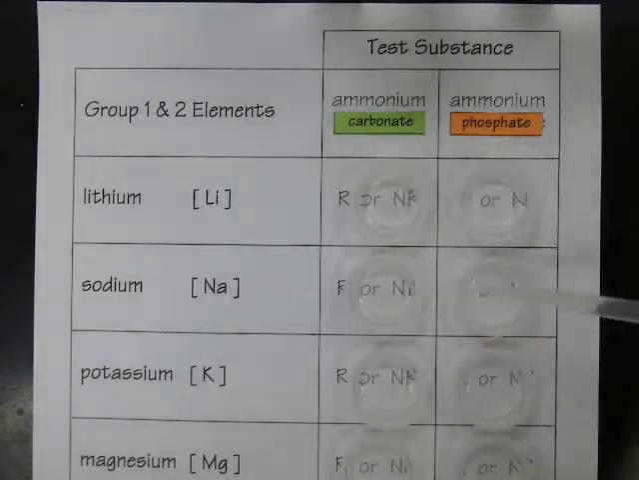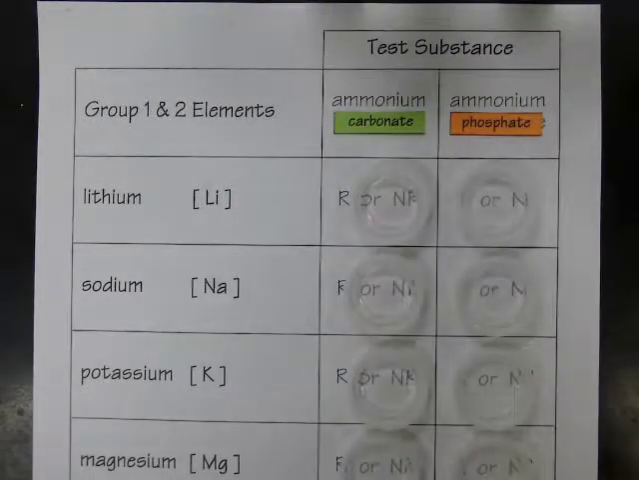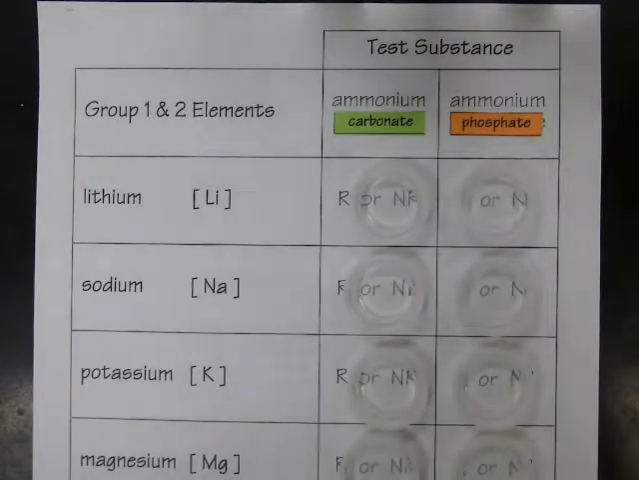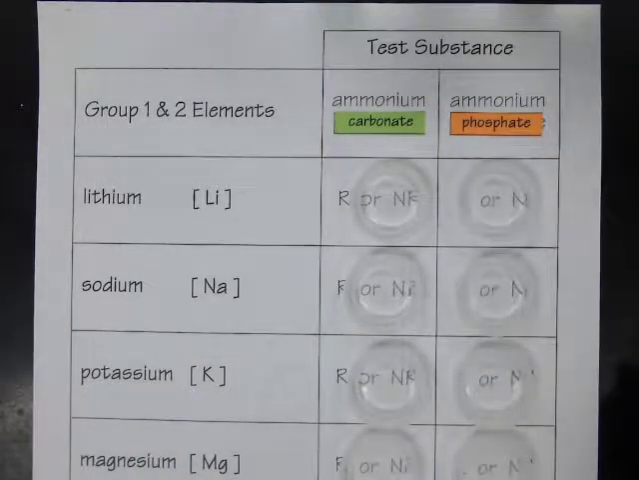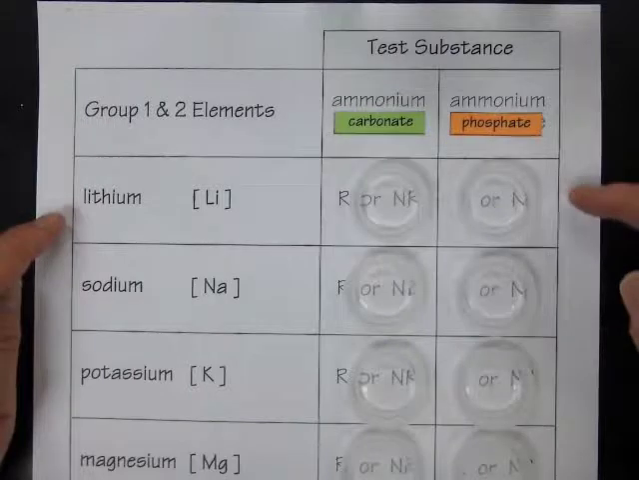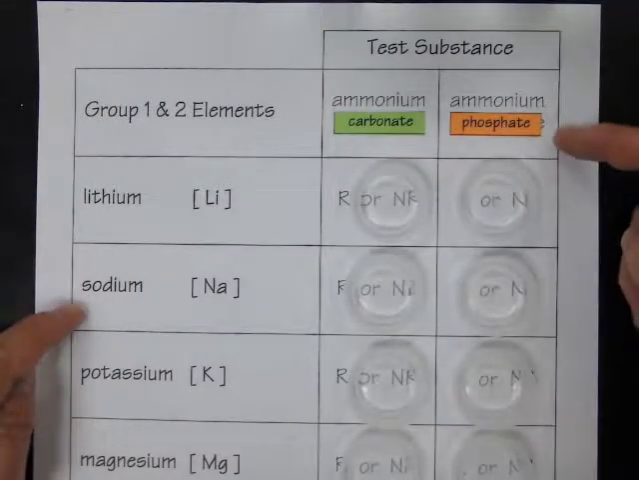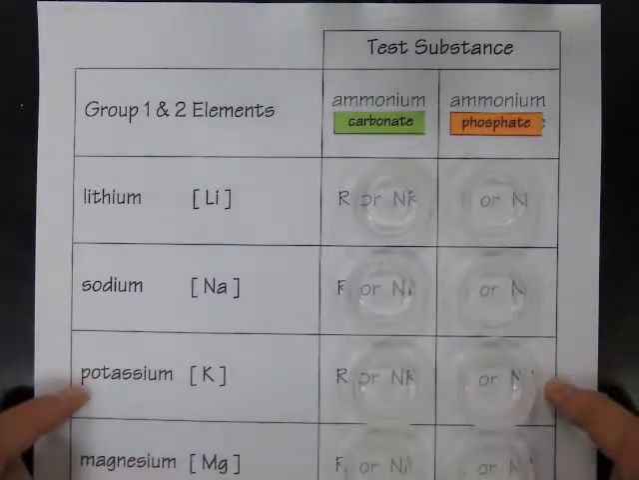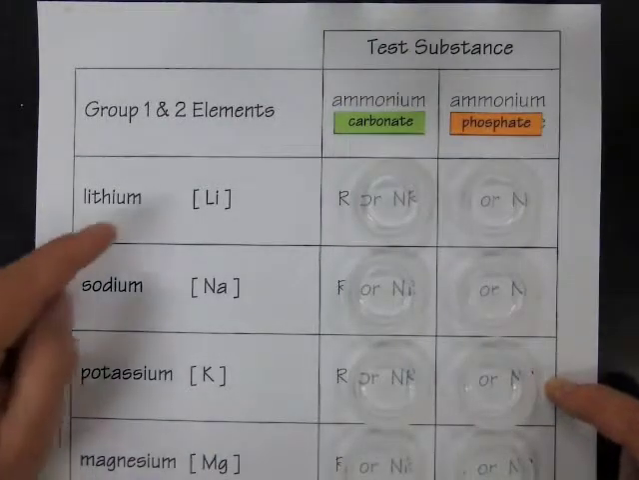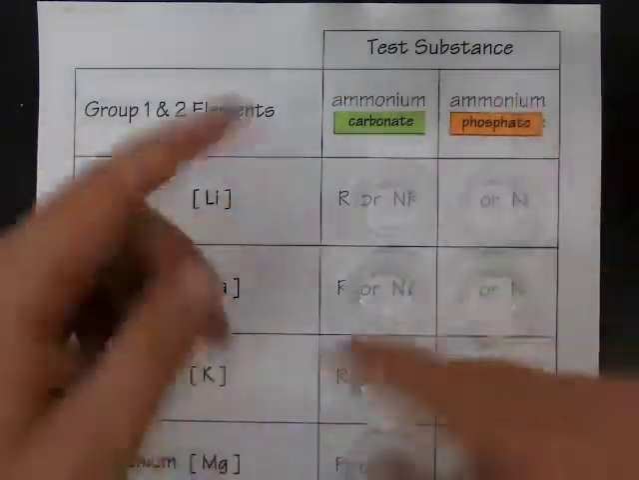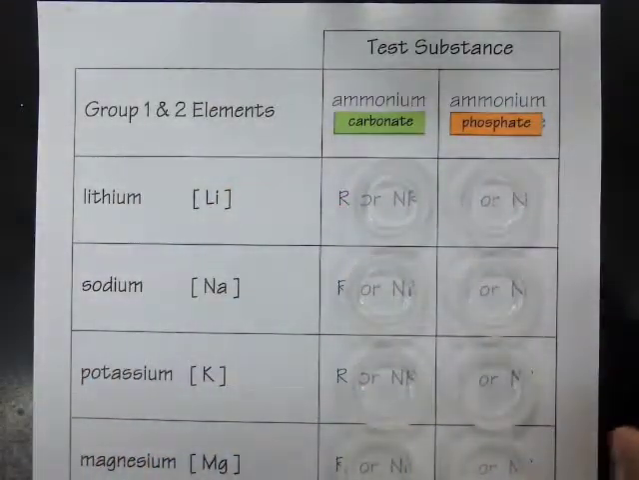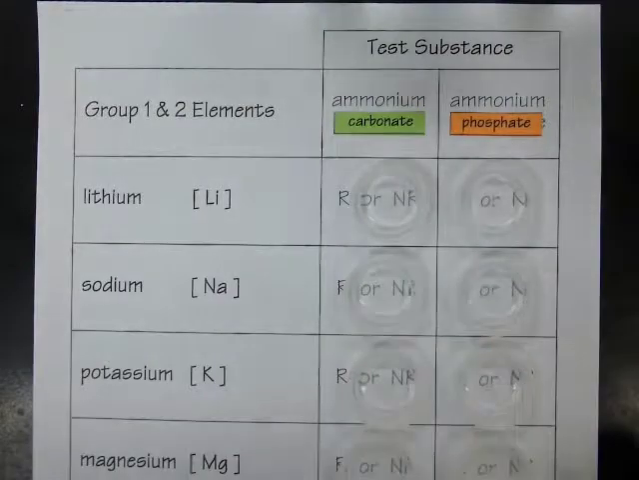Okay. Phosphate and lithium, phosphate and sodium, phosphate and potassium. Similar result. The lithium and phosphate, no reaction. Sodium, phosphate, no reaction. Potassium, phosphate, no reaction. What's going on in these mixtures is that the parts of the compounds are all mixing around and seeing if they can combine together to form new substances, and nothing seems to be happening here.